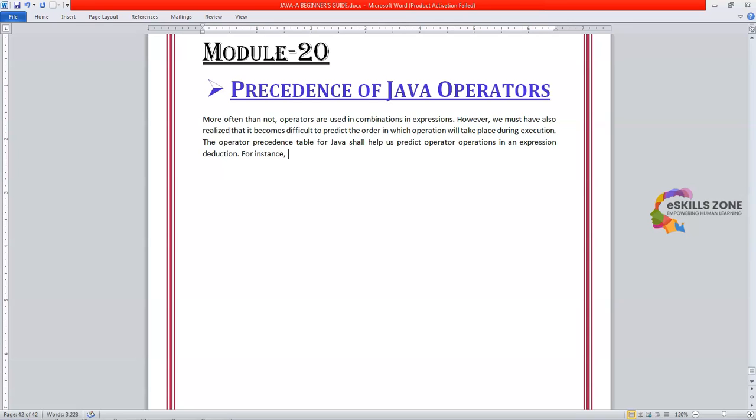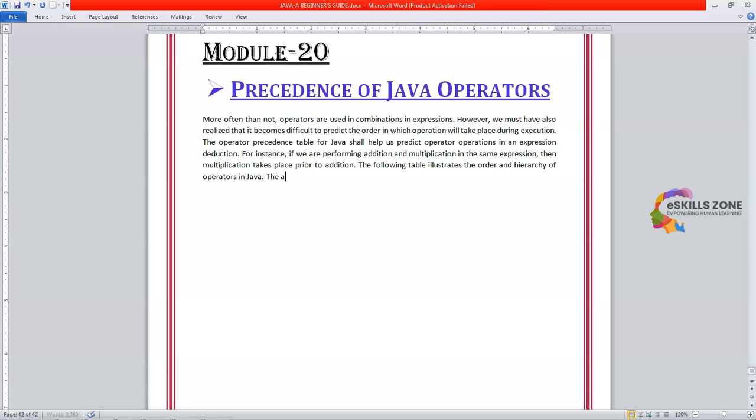For instance, if we are performing addition and multiplication in the same expression, then multiplication takes place prior to addition. The following table illustrates the order and hierarchy of operators in Java.